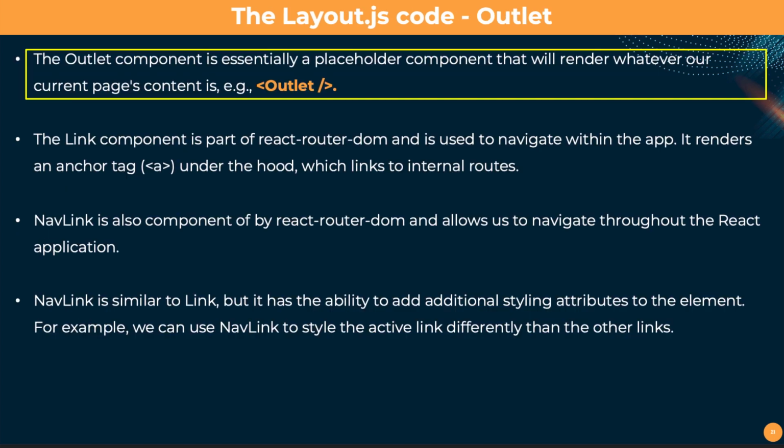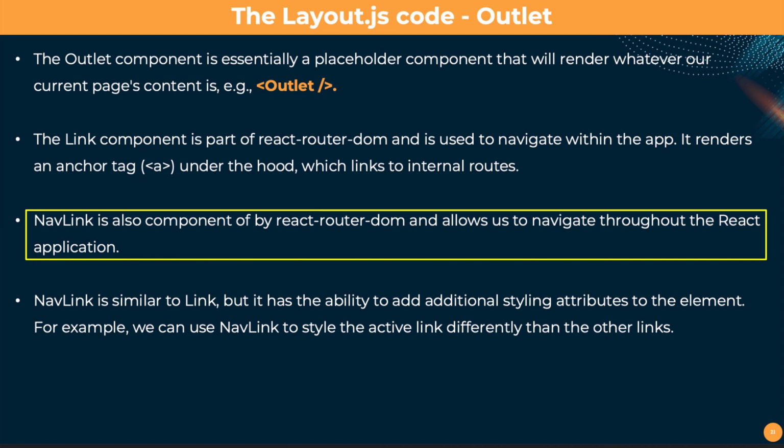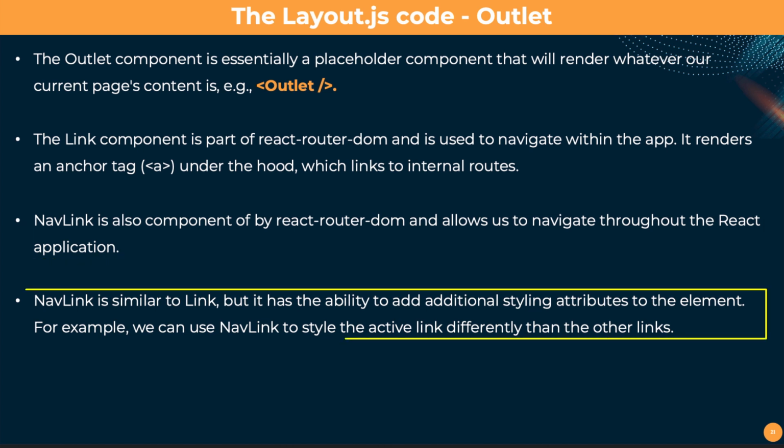So the outlet component is essentially a placeholder component that will render whatever our current page content is. And the link component is part of React Router DOM. It renders an anchor tag, like an A, under the hood. So it's similar to what we would have used in HTML. Navlink is also a component of the React Router DOM and allows us to navigate throughout the React application. A navlink is similar to the idea of link, but it has the ability to add additional styling.